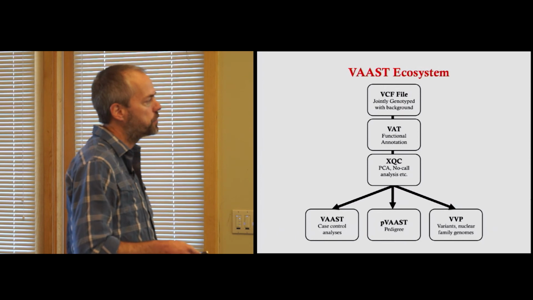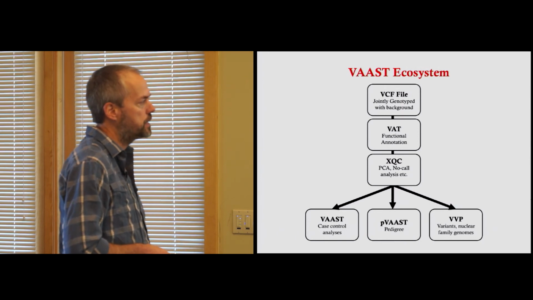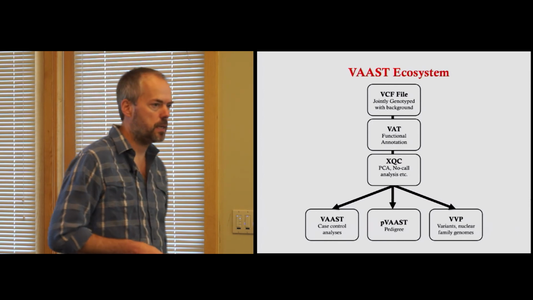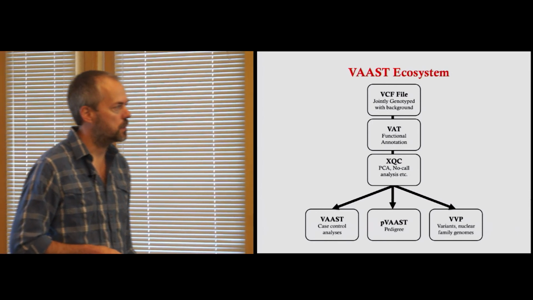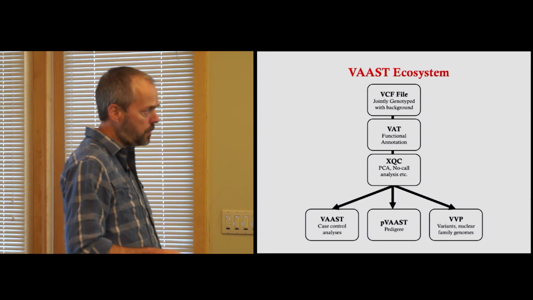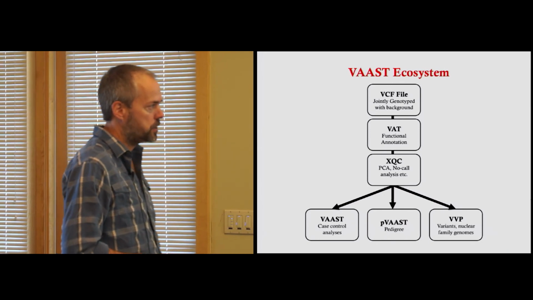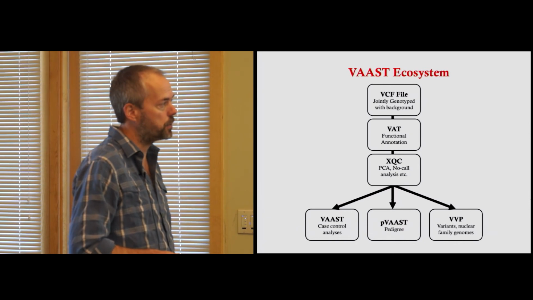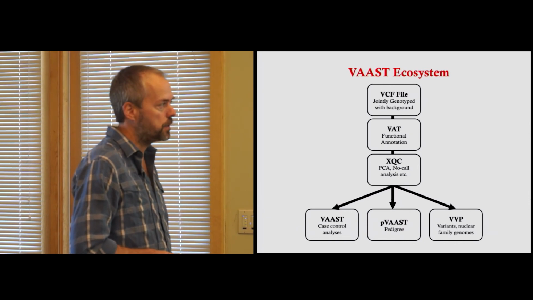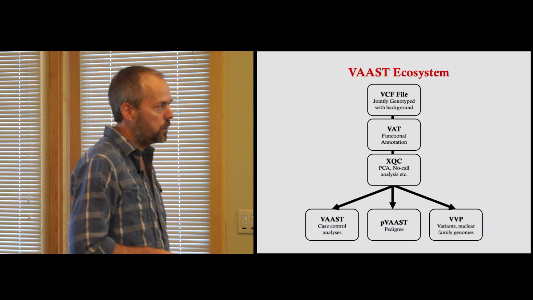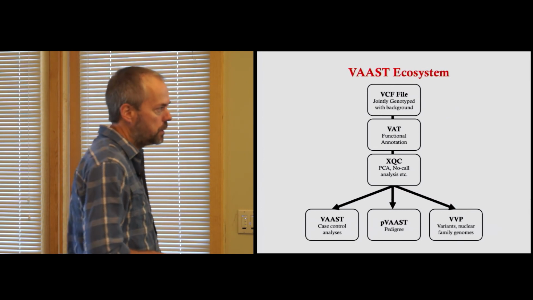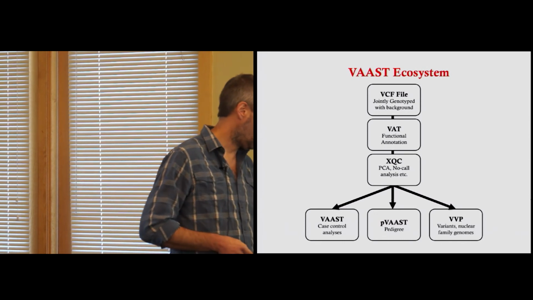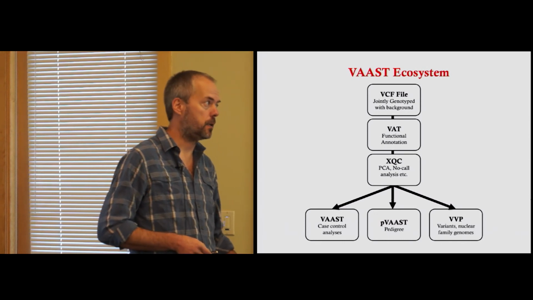And then the three tools: VAAST provides case control analyses, PVAAST provides pedigree-based analyses if we've sequenced a large family, and VVP allows us to just prioritize variants individually, and it also implements a burden test that allows us to very rapidly do a burden test on single genomes or small nuclear families where one affected individual is involved.